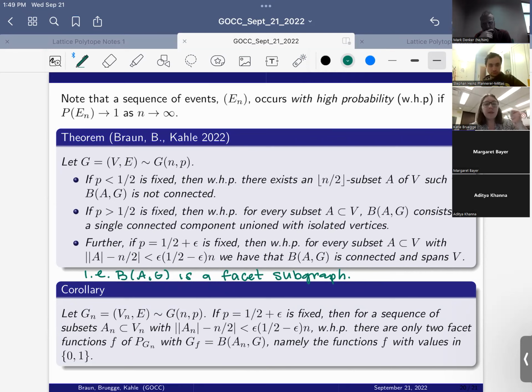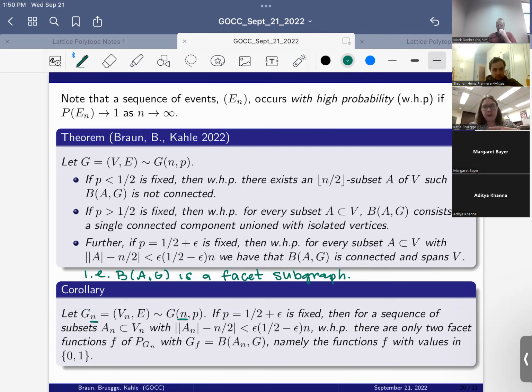Okay. And as a corollary of this, if we have a sequence of graphs Gn that are all coming from G(n,p), so this n and this n are the same, if we fix a probability greater than 1/2, then for any sequence of bipartitions of those vertex sets where each one is sufficiently even, with high probability, the only facet functions that we get from those bipartitions are exactly the same facet functions that we get for the complete graph.